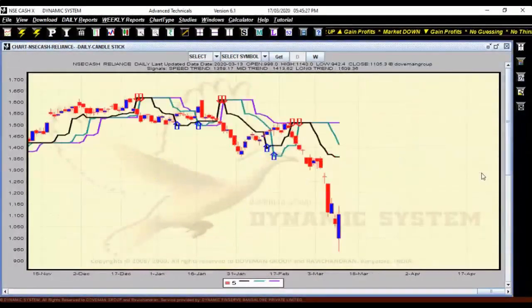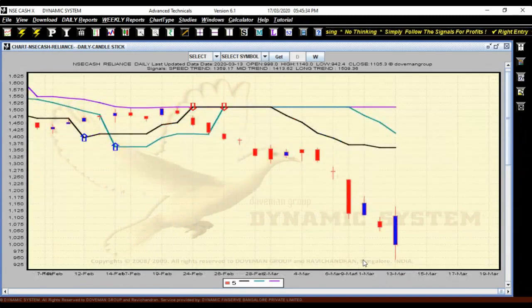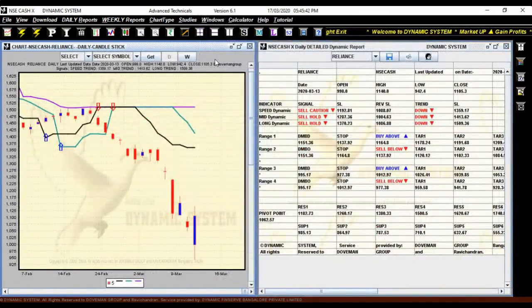Zoom in. Now how to zoom in? Click, hold, drag and release. Click, hold, drag and release. If you can do this much, it will zoom in. Then again go to Windows in the menu, click on auto arrange. So you will be able to see both the chart and report on a single screen.